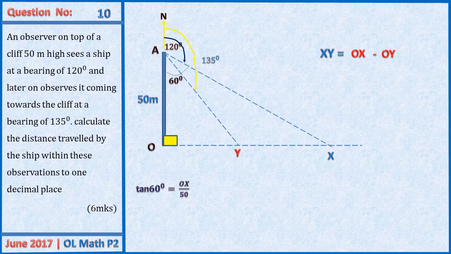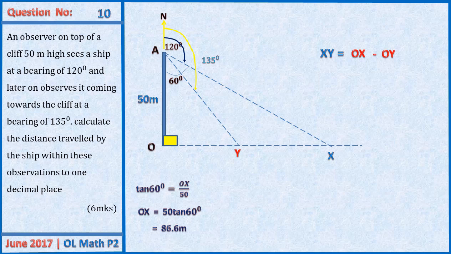Now, to look for the distance from O to X, we have to use the triangle AOX. And in triangle AOX, angle A is 60 degrees. So tan 60 degrees, which is opposite over adjacent, will give us OX over 50. And OX will be equal to 50 times tan 60 degrees, which is equal to 86.6 meters.